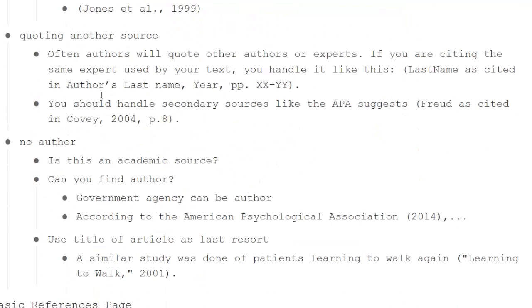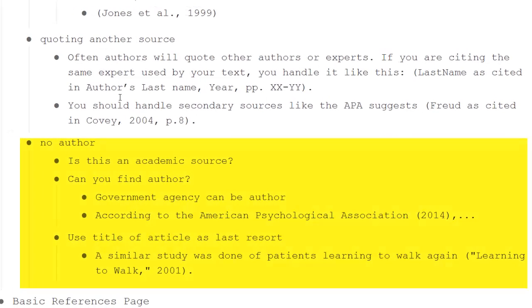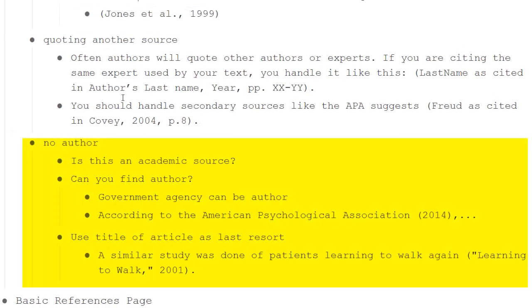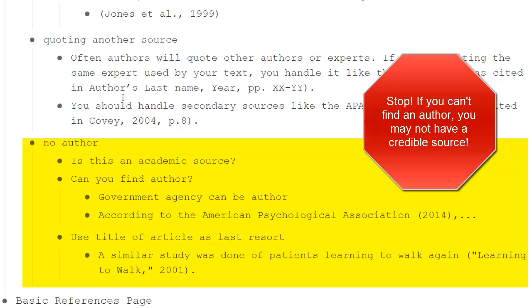Now, a common problem that students are going to run into is they can't find an author. Who do you cite if you don't have an author? The first question I want you to ask yourself is, is this an academic source? Because a scholarly source is an article from a journal or a review, it's going to have an author. So if you can't find an author, you need to be able to tell yourself, is this a credible source? Is it just somebody's blog? That's not a credible source. Is it some random web page that looks like it's related to your source? That's not a scholarly source. Is it Wikipedia? That's not a scholarly source.